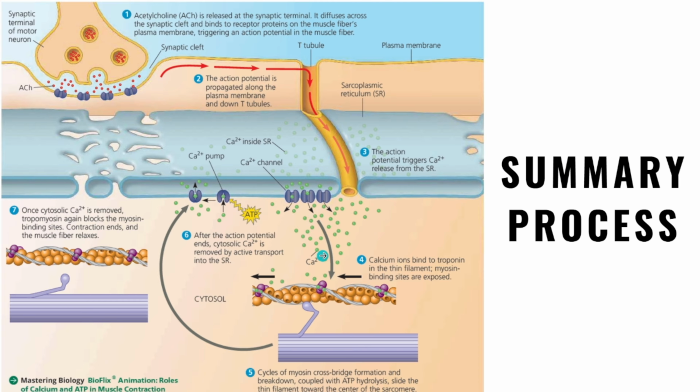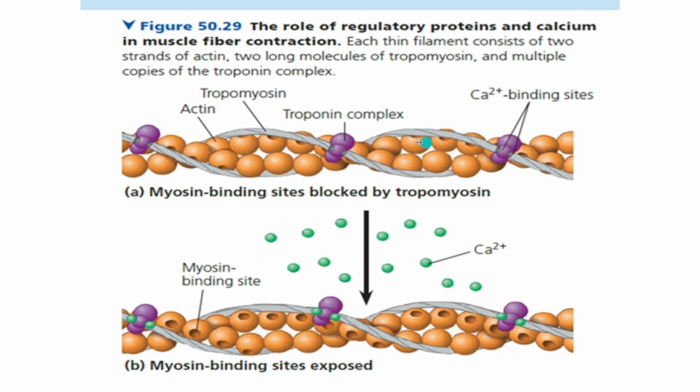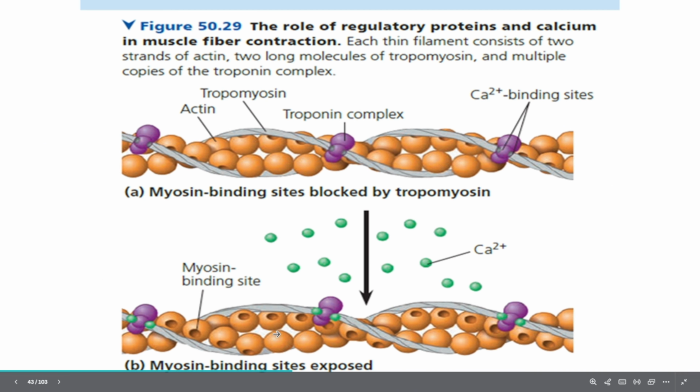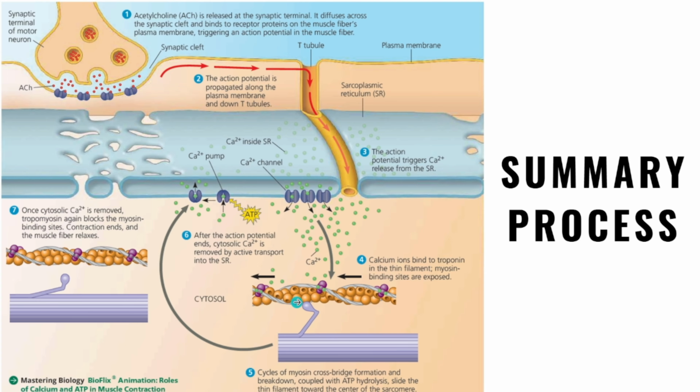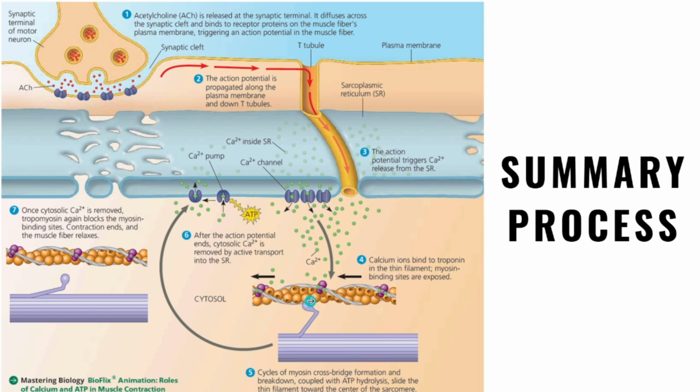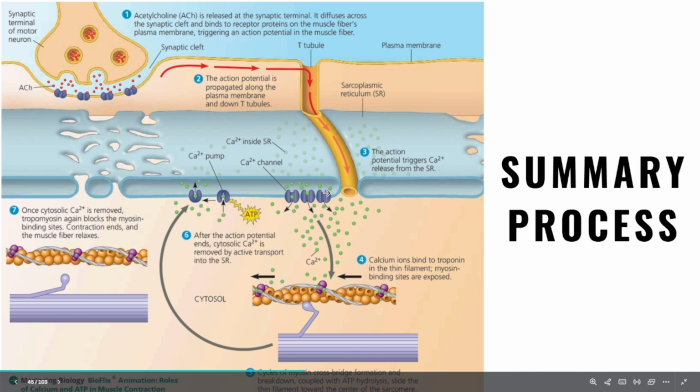Inside the cytoplasm, this calcium ion will bind to the troponin complex. The tropomyosin and troponin complex will be rearranged to expose the myosin binding site on the actin filament. And then after that, your myosin head will bind to the myosin binding site found on the actin, and will do the muscle contraction. So this is a summary of the process.